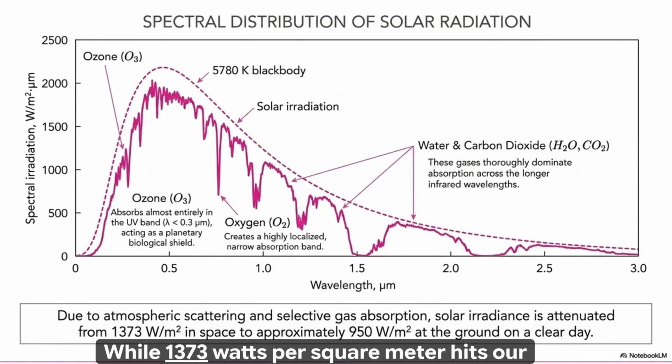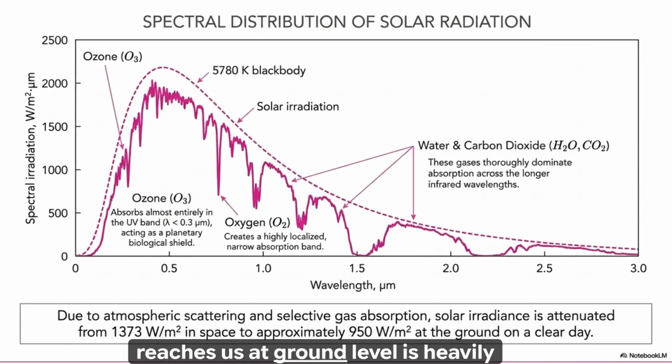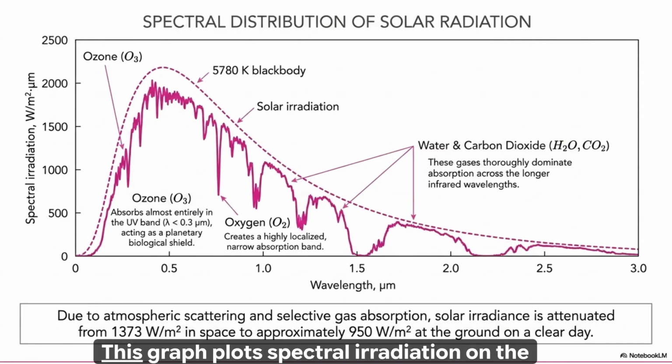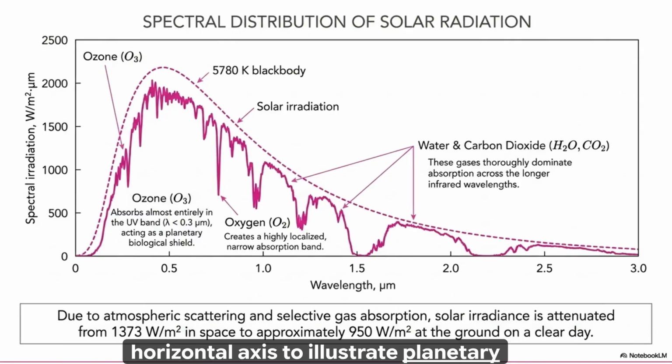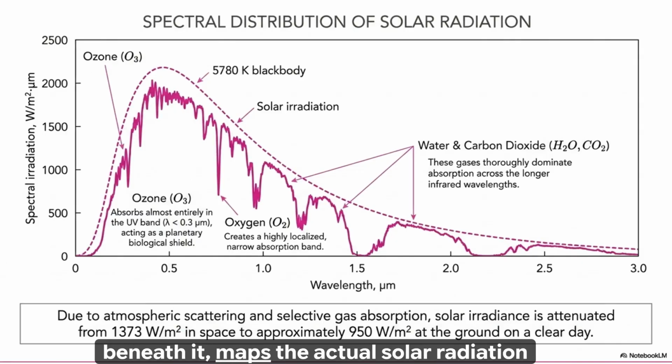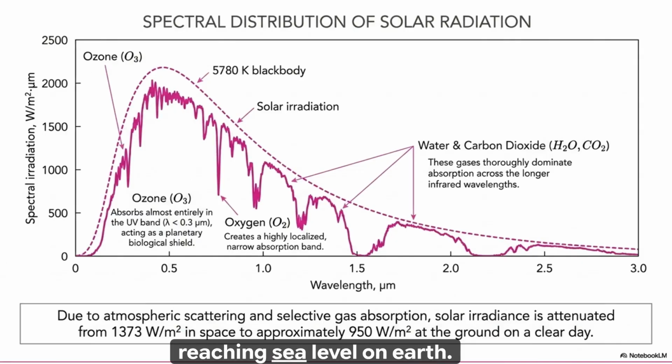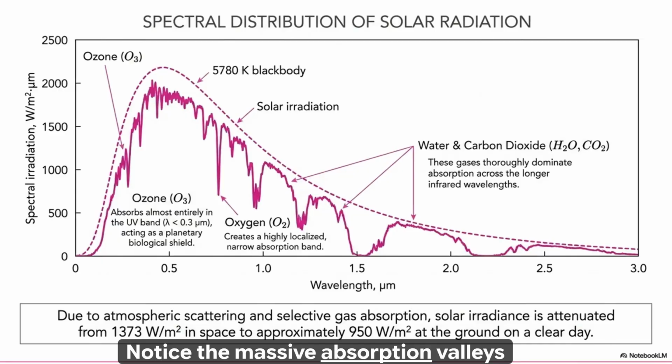While 1,373 watts per square meter hits our outer atmosphere, the energy that actually reaches us at ground level is heavily filtered. This graph plots spectral irradiation on the vertical axis against wavelength on the horizontal axis to illustrate planetary atmospheric filtering. The top dashed curve represents the ideal 5780 Kelvin solar blackbody profile in space. The solid, highly jagged purple curve beneath it maps the actual solar radiation reaching sea level on Earth. Notice the massive absorption valleys carved out by atmospheric gases.